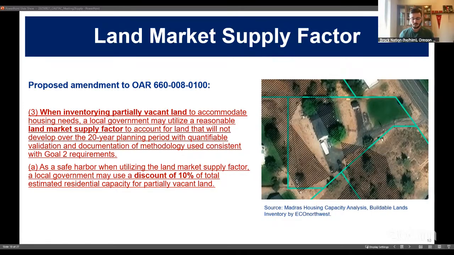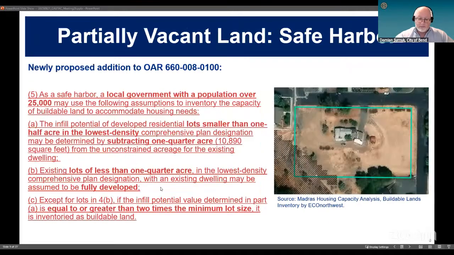Thanks, Steve. I don't have a thought yet on using the small city safe harbor. I'm still mulling that over. But I do have a few comments on the new 5 that we were looking at, which I was glad to see in the rules. I think it's intended to provide a similar safe harbor where we can look at lots that are already developed and have a safe harbor for estimating their capacity.